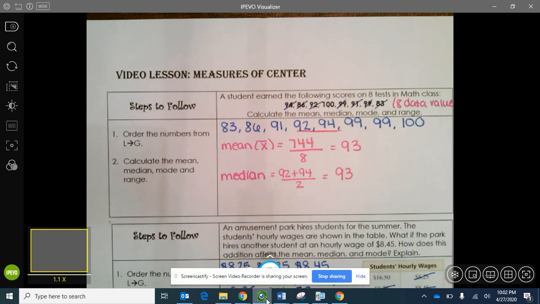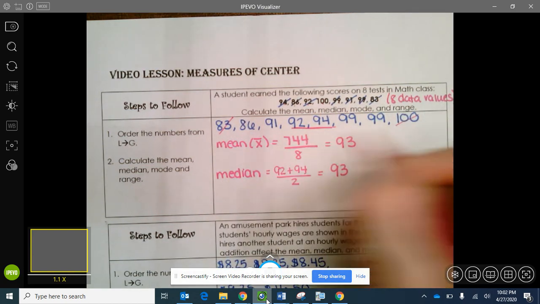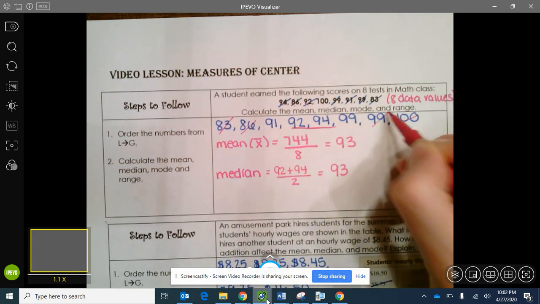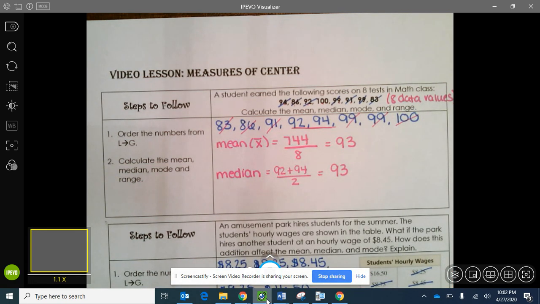Now, sometimes if you have a data set that has an odd number of data values, you won't have to do this because you'll have one number that's in the center. In the past, you may have talked about how to find the middle number by crossing off one data value from the left, one from the right, one from the left, one from the right, until you meet in the middle. That's another technique that you can use.